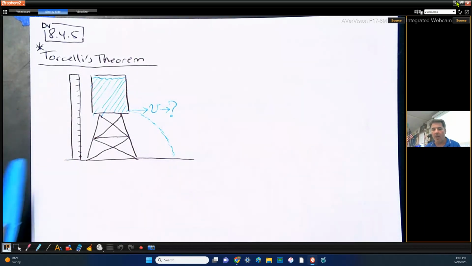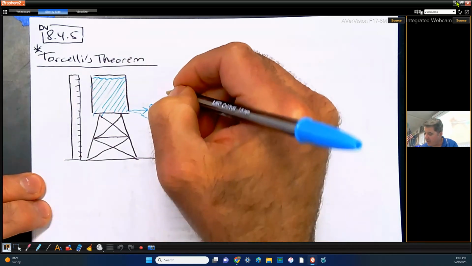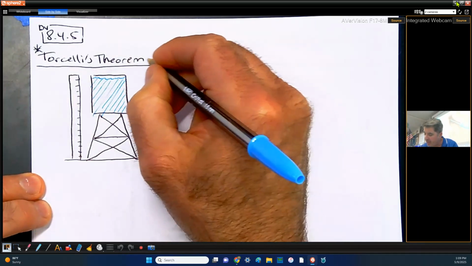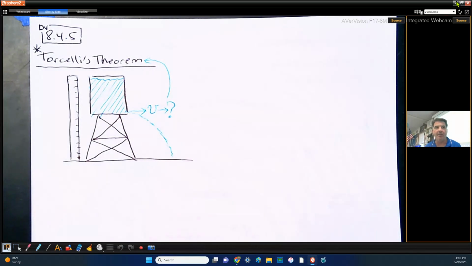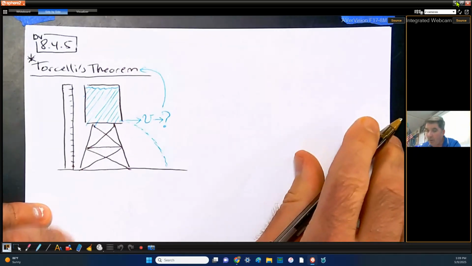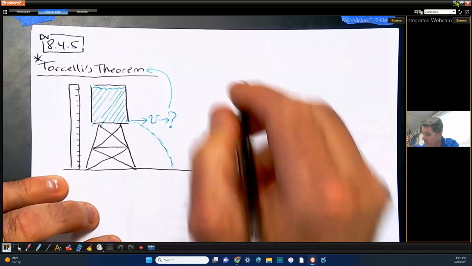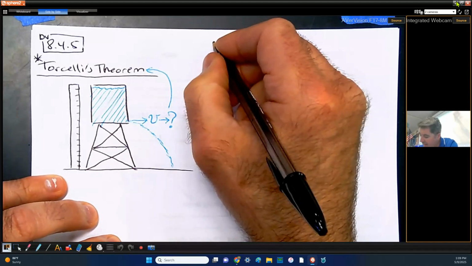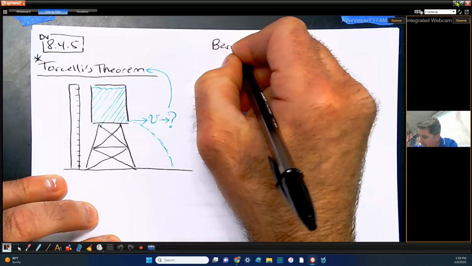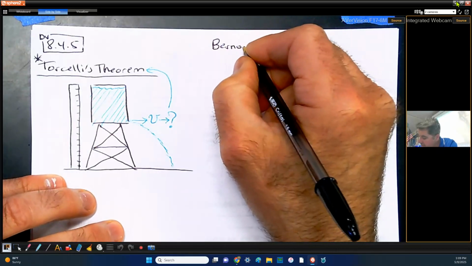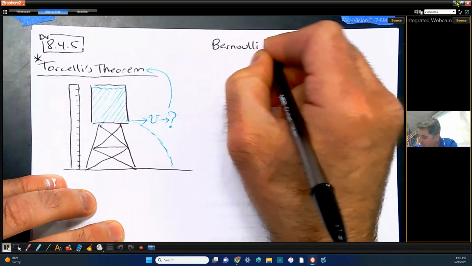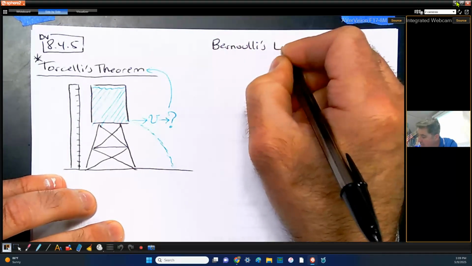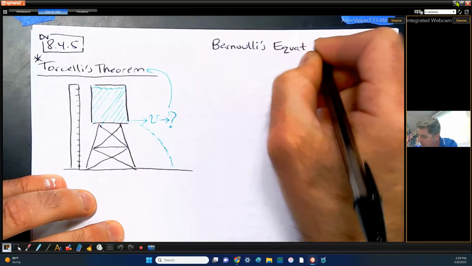Okay, so that's really what Torricelli's theorem is. What is the velocity going to be equal to? Torricelli said, you know what I want to do? I want to start off with Bernoulli. My buddy Bernoulli has an equation, and this is where we actually have to write a little bit small because Bernoulli has 6 factors in there, and there's a lot in there, so write small when we get to Bernoulli's equation. Bernoulli's equation is different than Bernoulli's theory.